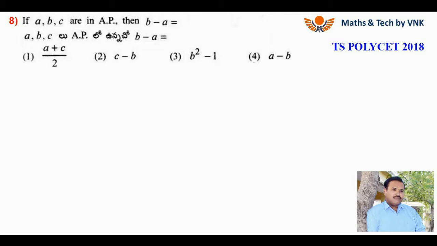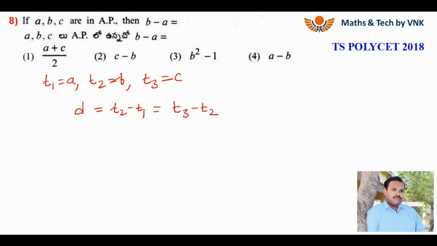Next question is, if A, B, C are in AP, then B minus A is equal to. From the given arithmetic progression, T1 is equal to A, T2 is equal to B and T3 is equal to C. The common difference D is equal to T2 minus T1, which is equal to T3 minus T2. So T2 is B, T1 is A, so B minus A is equal to T3 is C, T2 is B. So we have to find B minus A. B minus A is equal to C minus B. So the correct option is 2.